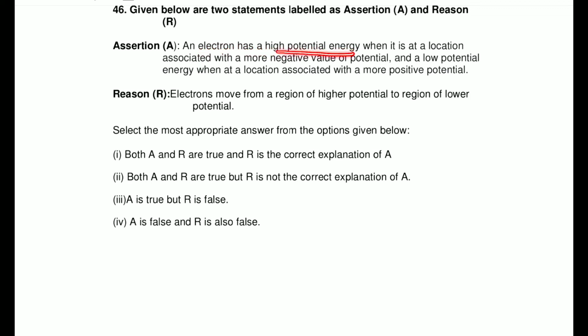An electron has a high potential energy when it is at a location associated with a more negative value of potential, and a low potential energy when at a location associated with a more positive potential. I think the statement is right, because obviously the electron has a negative charge. So the first thing we have to understand is that the electron has a negative charge. So minus e is the charge, right?